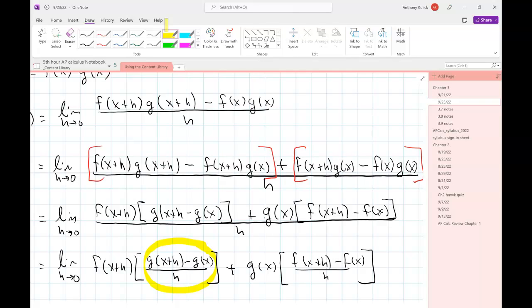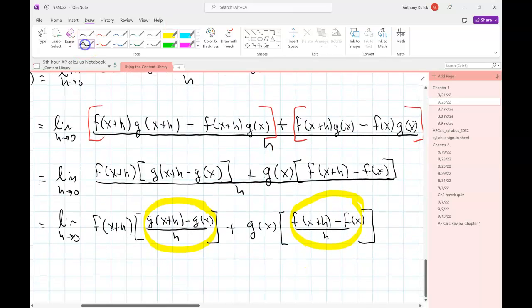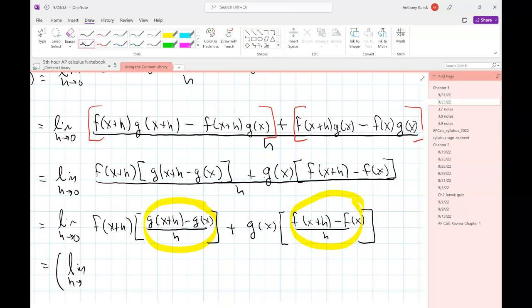What does that look like? It's the derivative of g, right? What's this look like? The derivative of f, right? So what I'm going to do is just go ahead and use my limit laws to distribute that limit throughout the pieces.